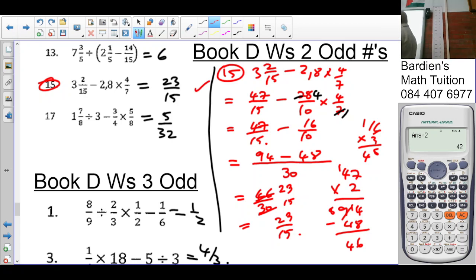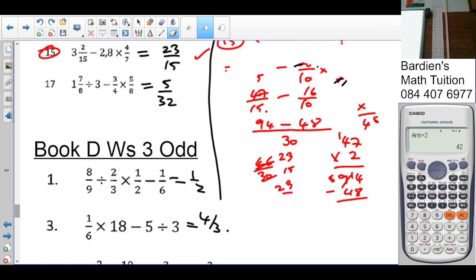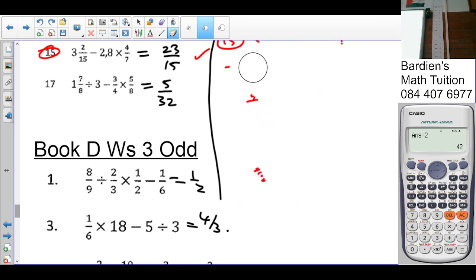Okay. Any problems with number 17? Number 9, book D, worksheet 3. Any problems with number 1? You didn't simplify. That is why. Number 3. You must simplify first. If you're not going to simplify, then all the sums you're going to get wrong, it's going to be too big.